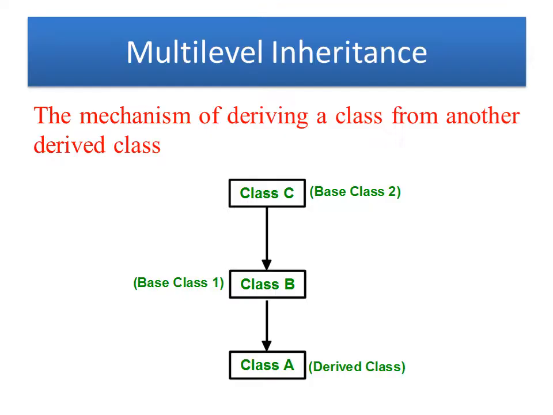So now we shall see multi-level inheritance. In multi-level inheritance, we'll be deriving a new class, and keeping that newly derived class, I'll be deriving another derived class. We call this multi-level inheritance. This is the mechanism of deriving a class from another derived class. This diagram will show how multi-level inheritance is going to work.